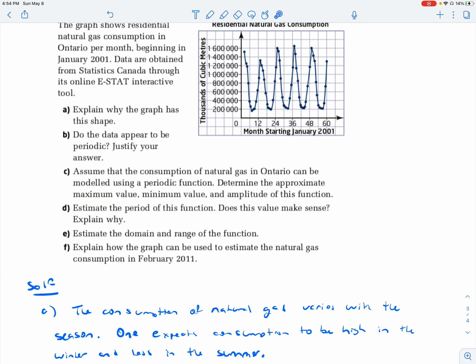So this question is not asking us to come up with a function. It's just asking us to find approximate max, min, and amplitude for the function. Those are very important, being able to identify these on the graph, because we will be using those to actually come up with the function that could go through here. These are just going to be estimates because we know the cycles don't exactly repeat, right?